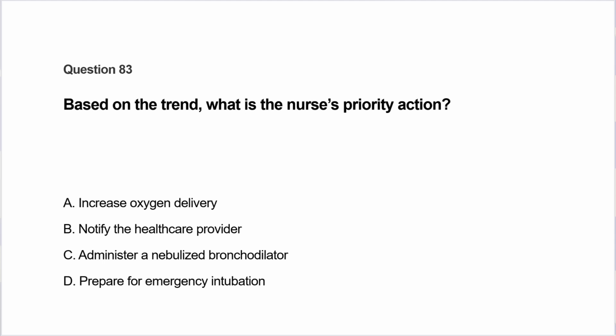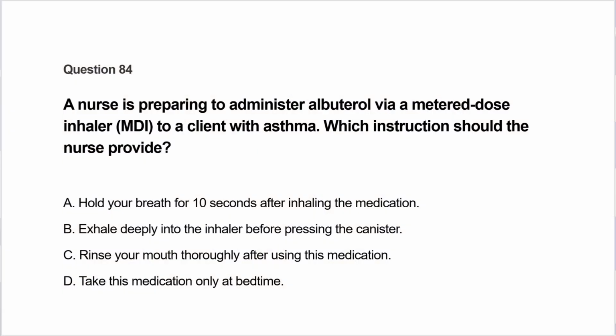83. Based on the trend, what is the nurse's priority action? A. Increase oxygen delivery. B. Notify the healthcare provider. C. Administer a nebulized bronchodilator. D. Prepare for emergency intubation.